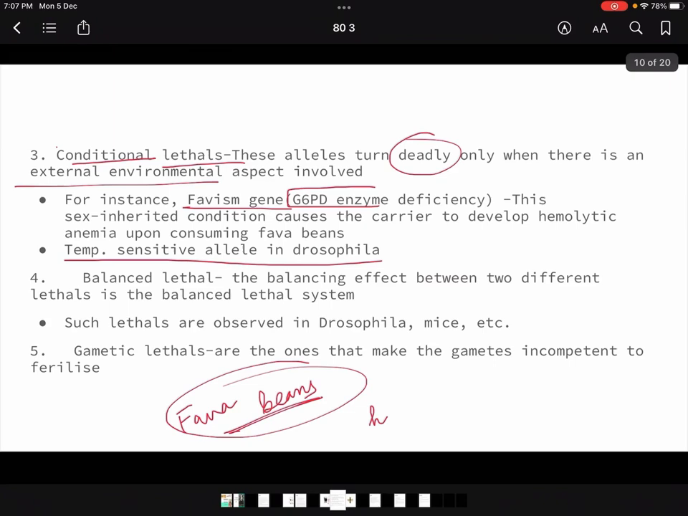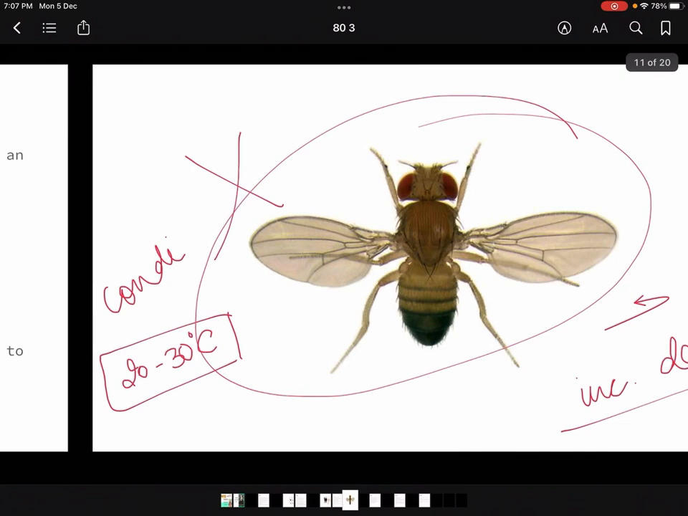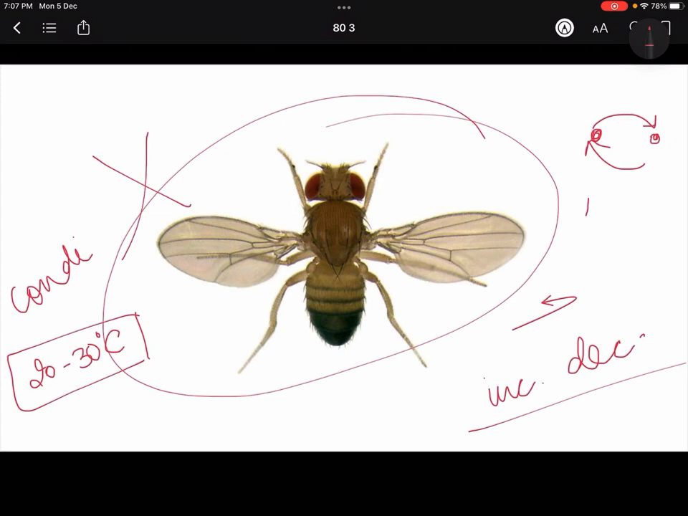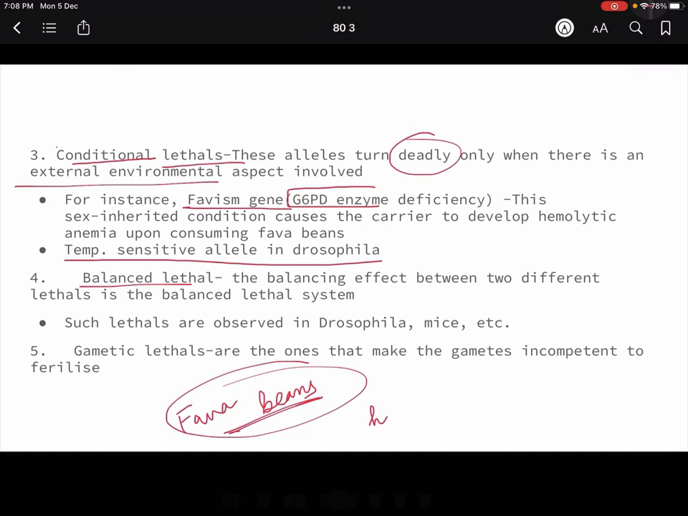Then there are balanced lethals. Balanced lethal means you have two genes, and they counterbalance each other. They are two lethal genes, but they counterbalance the effect of each other. In humans, balanced lethals are not present a lot, but they are present a lot in mice and in Drosophila. So they balance each other's effect. Okay, so these are balanced lethals.